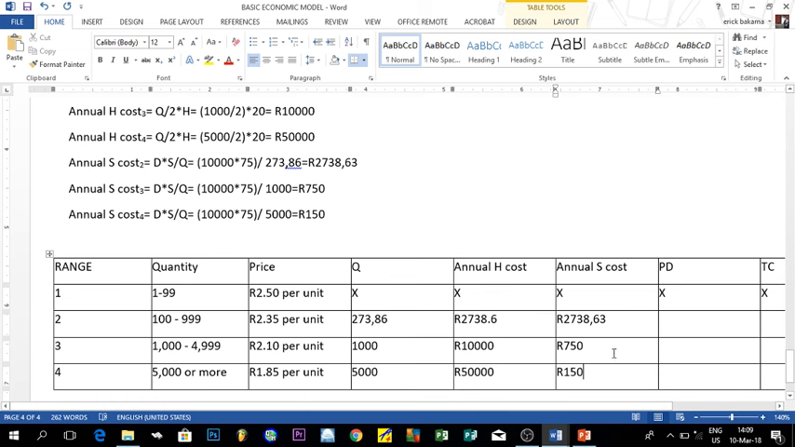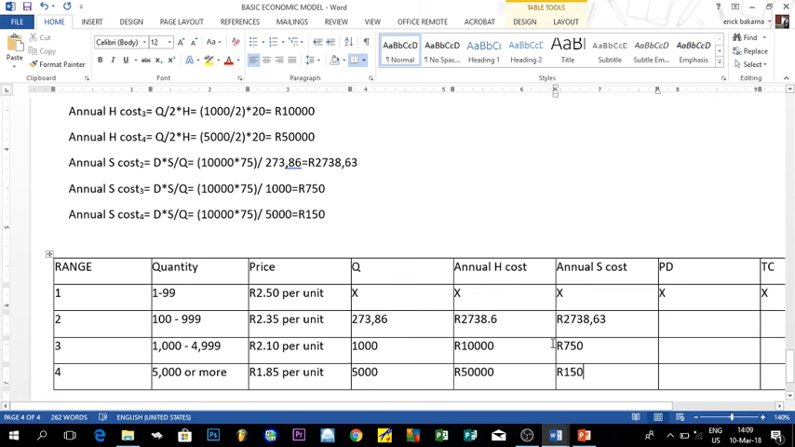But anyways, let me just check again. My calculation is D times S divided by Q. D is 10,000, times 75, divided by the value of Q, which is 5,000. Yeah, which is normal, fine. So we get a value of 150.